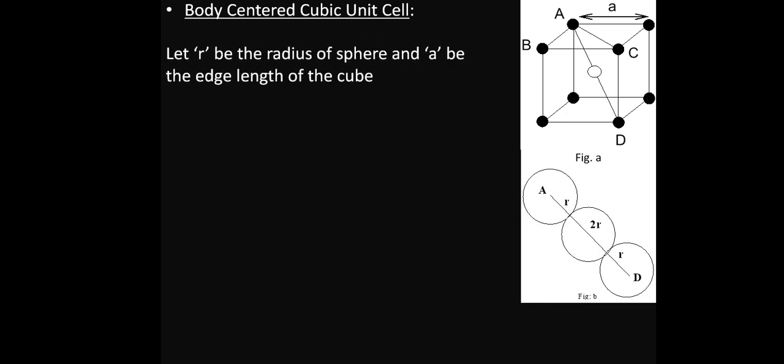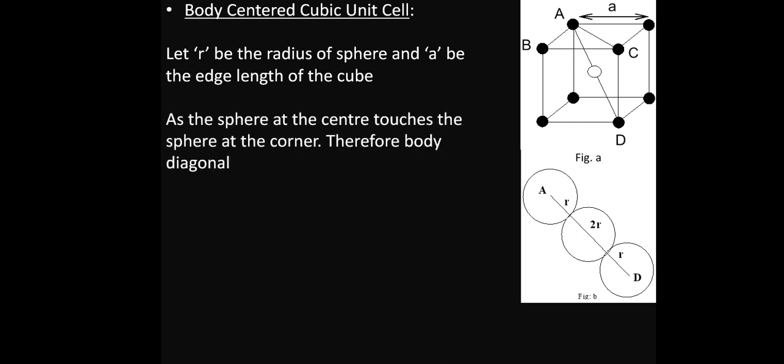Let R be the radius of the sphere and A be the edge length of the cube. As the sphere at the center touches the spheres at the corners, always remember that in the body-centered cubic unit cell, the sphere at the center touches all the 8 spheres on the corners. The body diagonal, therefore, is AD. You can clearly see in figure A that the line AD is the body diagonal. So AD will be equal to 4R, which you can see in figure B.